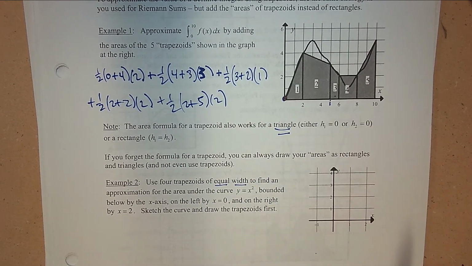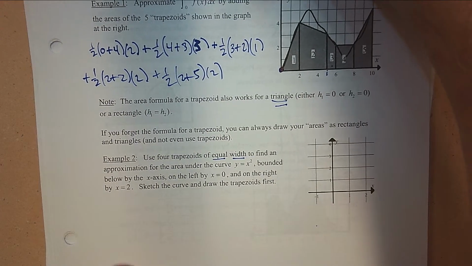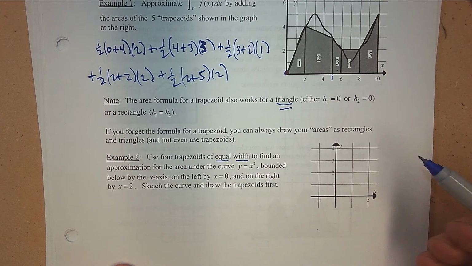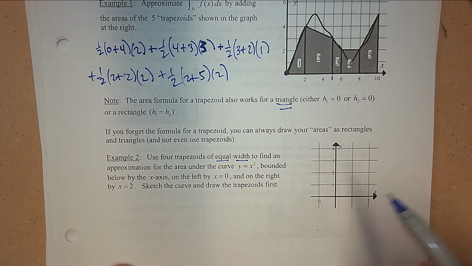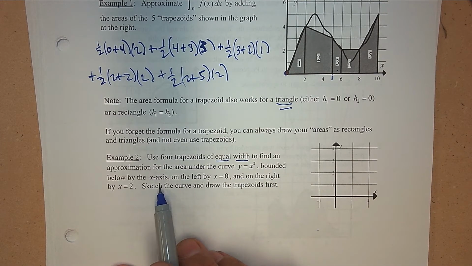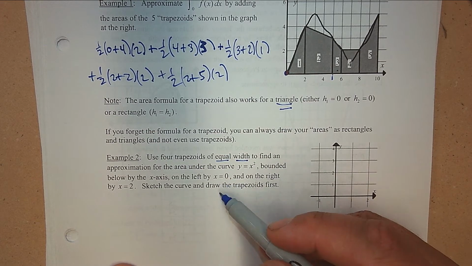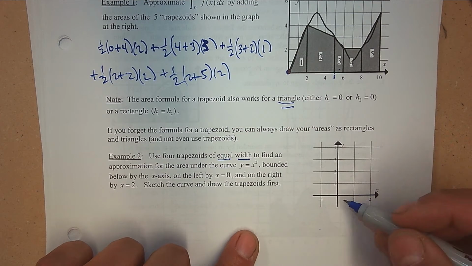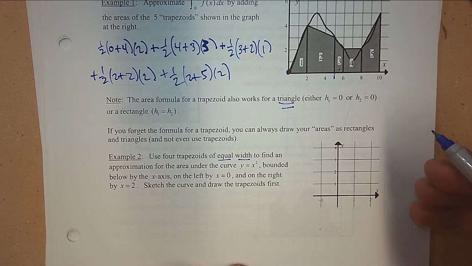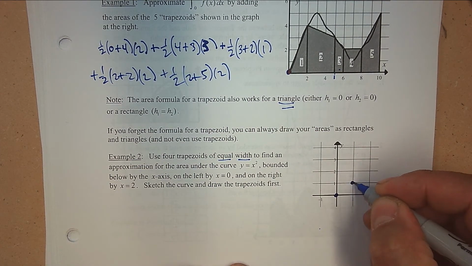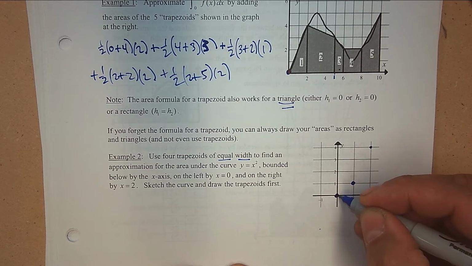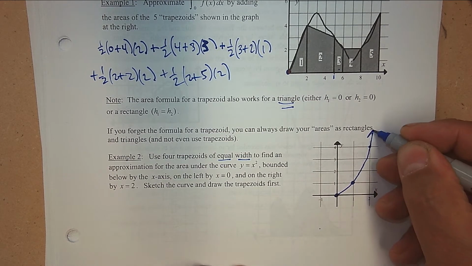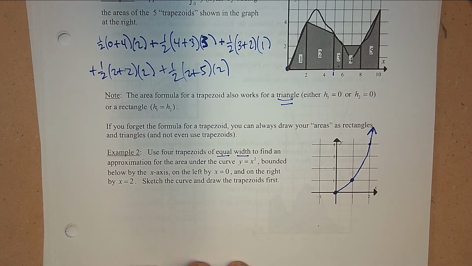That's going to make the formula easier to find an approximation for the area under the curve for y equals x squared, bounded below by the x-axis, on the left by x equals 0, and on the right by x equals 2. So first I'm going to draw the parabola, y equals x squared: (0, 0), (1, 1), and (2, 4). I'm going to connect and draw it.